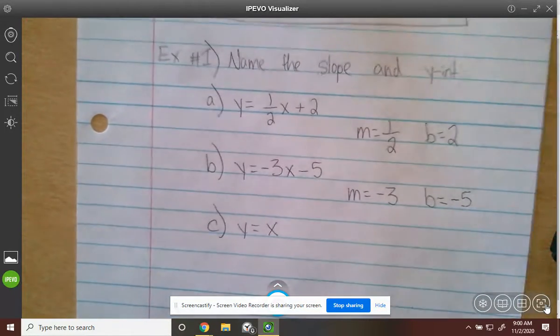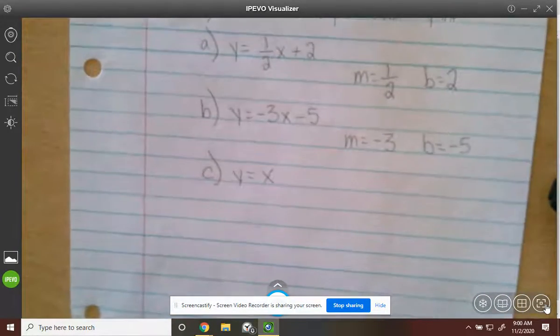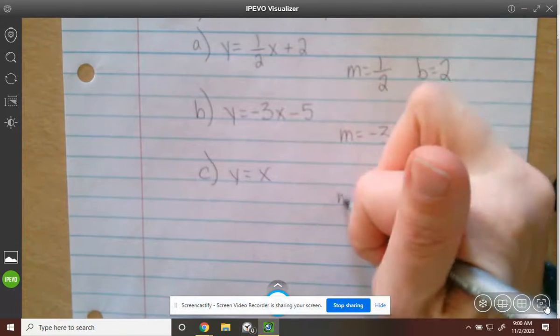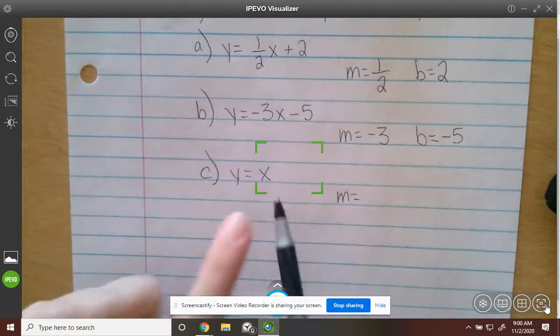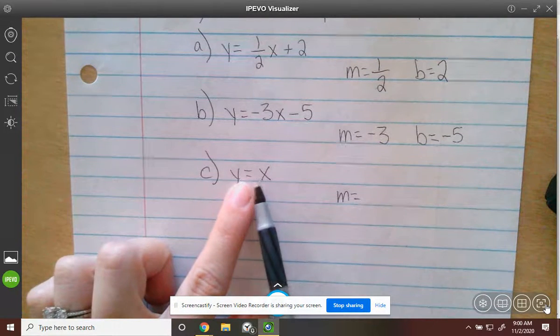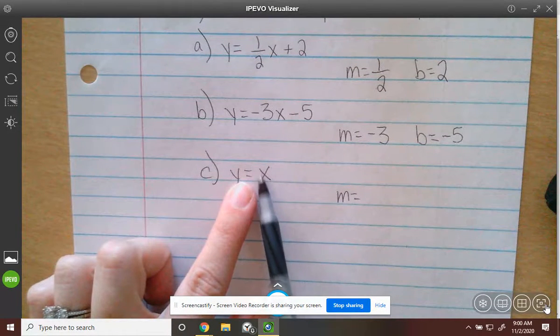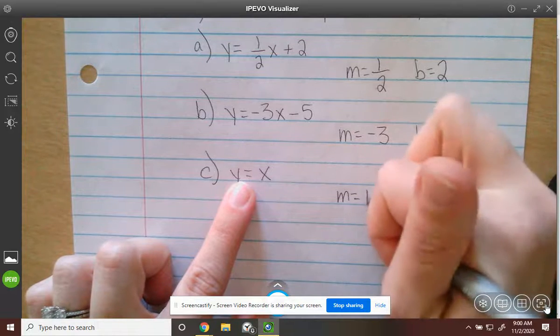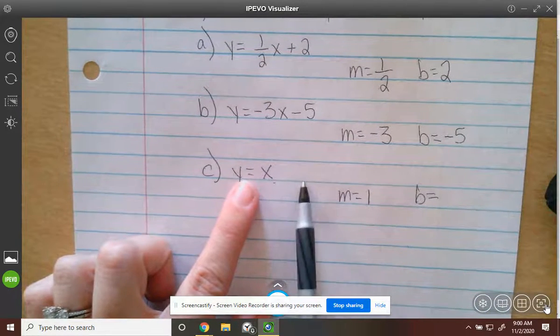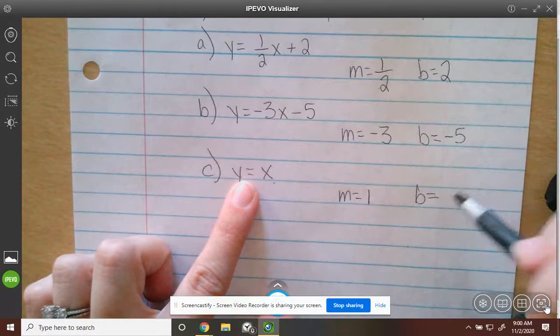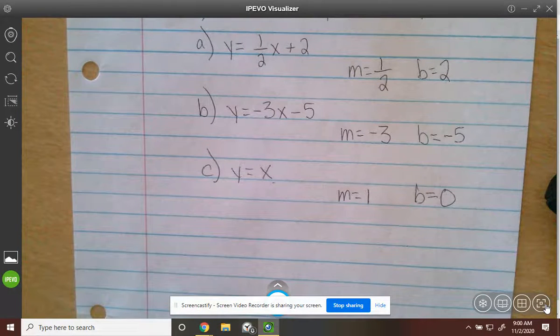This one's kind of a weird one, but I want to show it to you because you might run across it. It does have a slope and a y-intercept, even though it looks like it doesn't. Now remember, slope is the number in front of x. What number is always sitting in front of x, even though it might be invisible? A 1. So my slope is really 1. B, if I don't have anything at the end of this, then my y-intercept is just 0. Okay, so that's step 1. Hopefully pretty simple there.